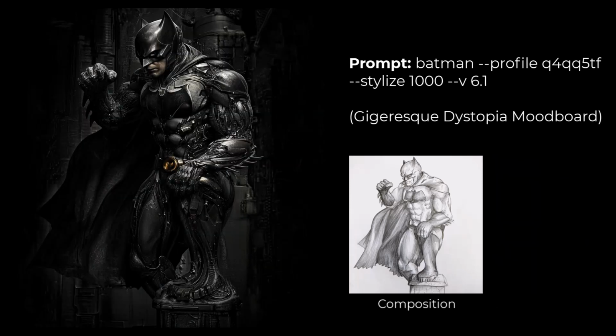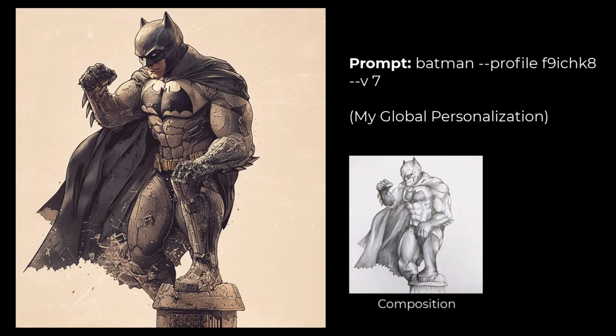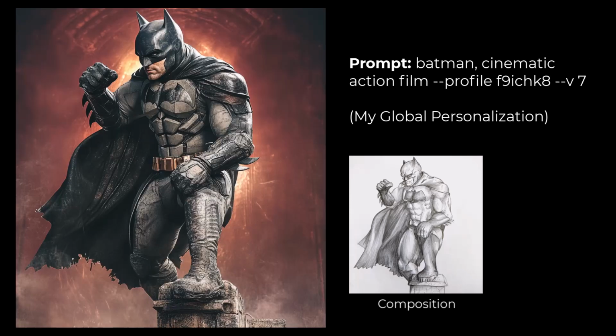I did the same with my Giga-esque dystopia and got some pretty cool sort of like biomechanical looking images, although I removed the style reference to maximize its effect. Then I decided to bump up to version 7 with my personalization profile applied, and I thought these were a pretty unique style of Batman images. But I then added cinematic action film to the prompt and got this cool image.